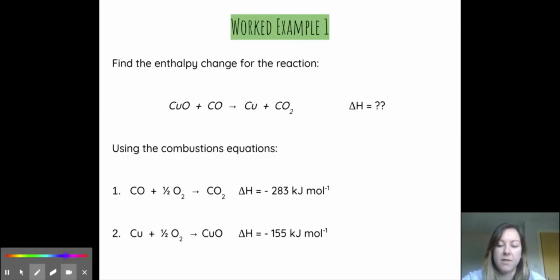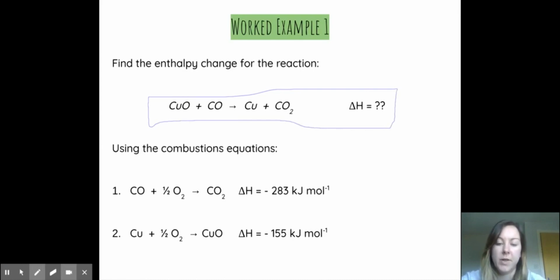How to solve these is we need to say to ourselves, this equation at the top here is our target equation. So what we need to do is manipulate equations 1 and 2 to get them to match up with our target equation.